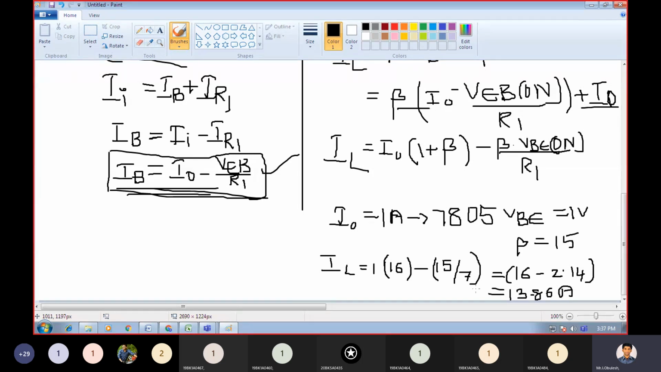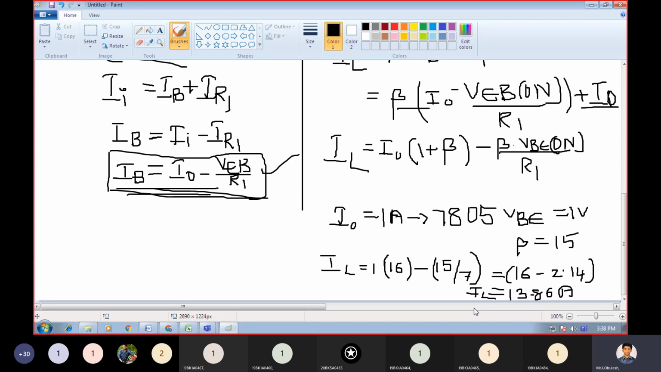amps. IL value is equal to 13.86 amps. So this is the boosting IC regulator output current.